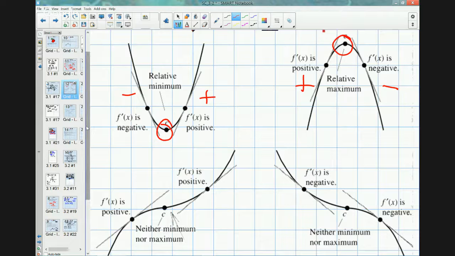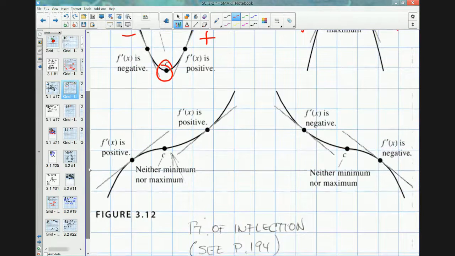And then here are two points of inflection, where it was positive and afterwards positive. That's a point of inflection. It's not a max or a min. And here we have both negatives, another point of inflection. If you want to check, you'll see the book talk about this on page 194. And 194, you'll notice, is in the next lesson. So, just like I said. But it's pretty hard not to tell you about it because it's part of the picture.